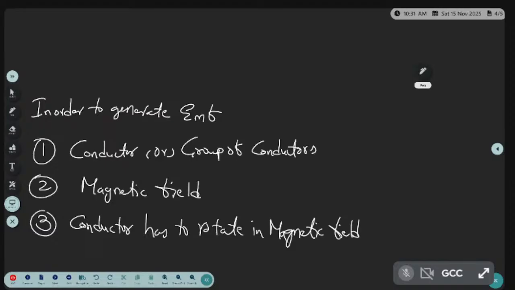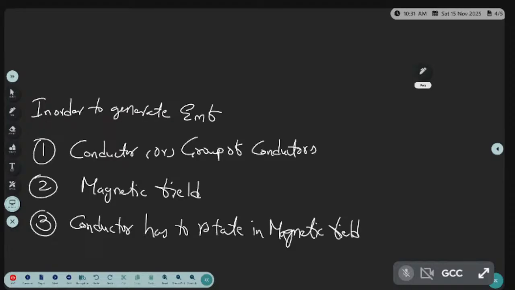See the diagram. You have to draw the construction of the DC generator. In the exam, construction is very, very important. That means this diagram is very, very important. So I will explain everything now. No need to worry.